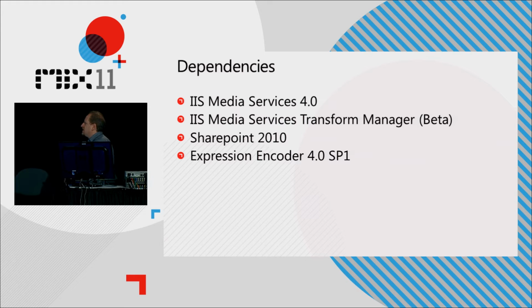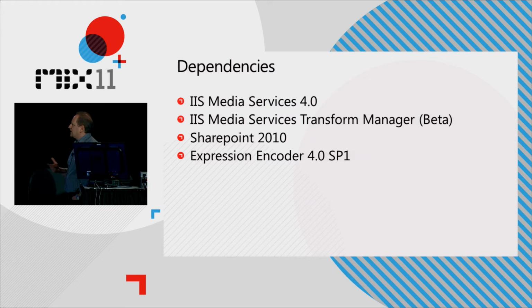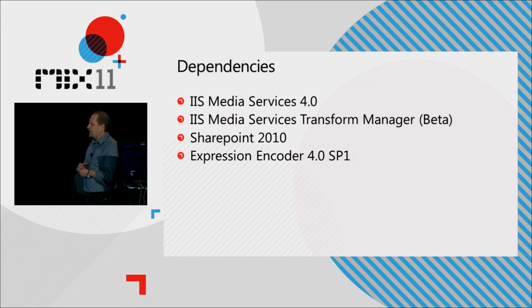In terms of dependencies, if you're going to take this and build on top of it or take advantage of it, we use IIS Media Services 4.0 that was shipped last October. And at the same time they shipped that, they also shipped an alpha version of Transfer Manager. Now, I was hoping that we could have shipped all of this code this week. Unfortunately, we're waiting for a new version of Transfer Manager. And that beta should be available within the next couple of weeks. So we'll actually push all the code out behind this.